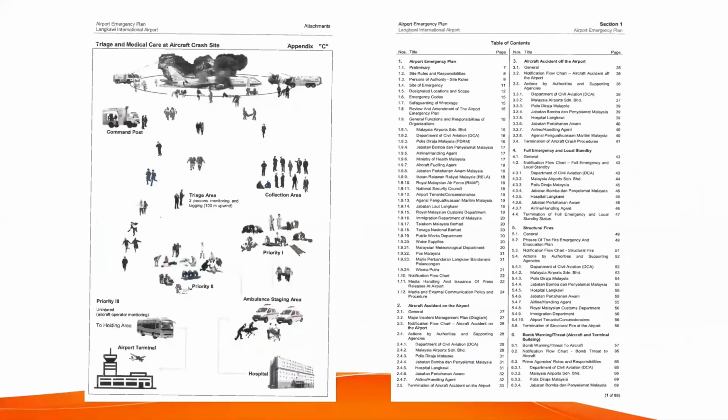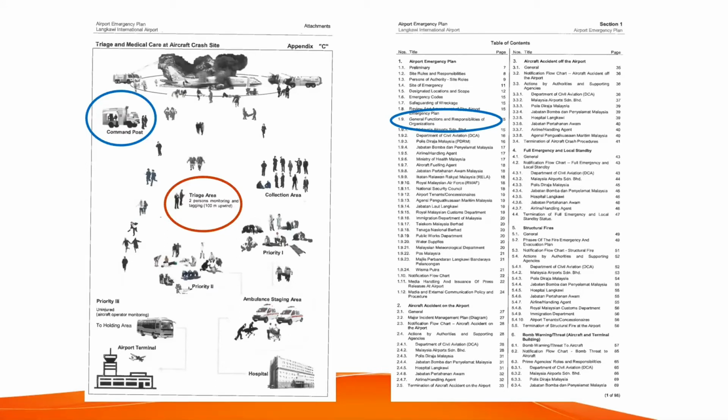And next is an example of a triage and medical care at an aircraft crash site. As you can see, there is an example of a command post designated there, and a triage area monitoring and tagging people. So again, this is the human factor principle. And this is just a brief example.